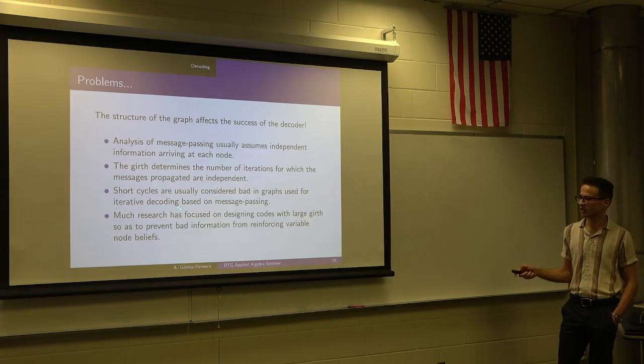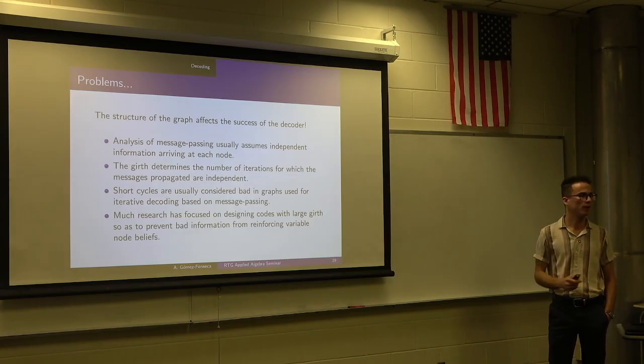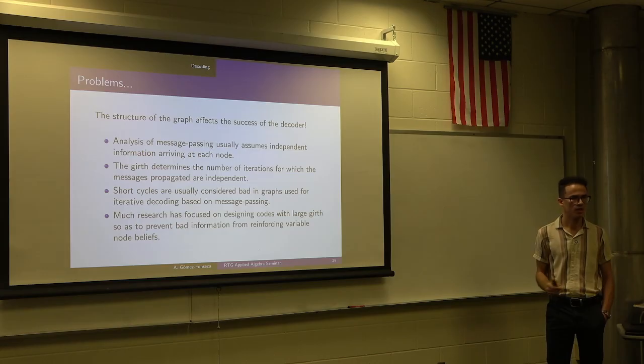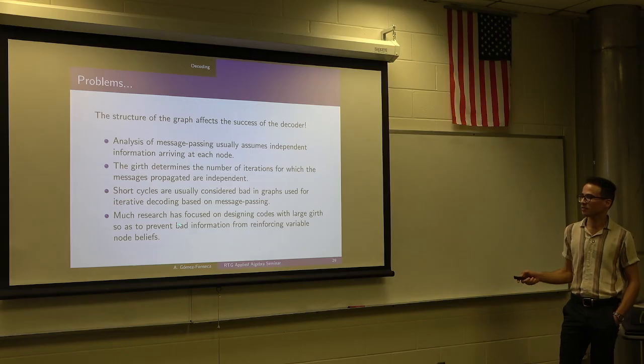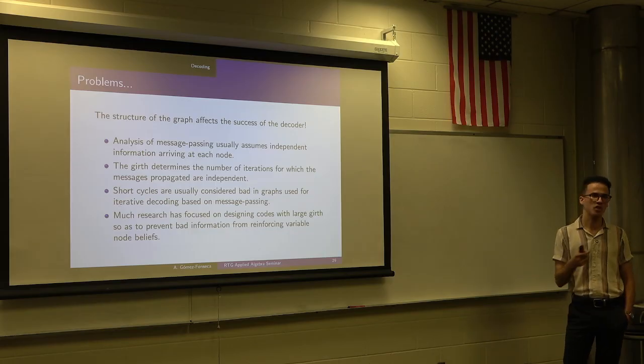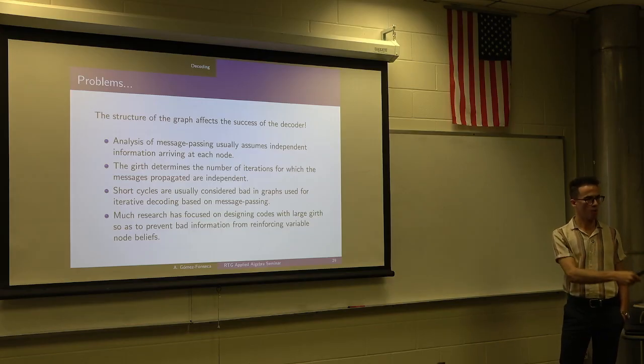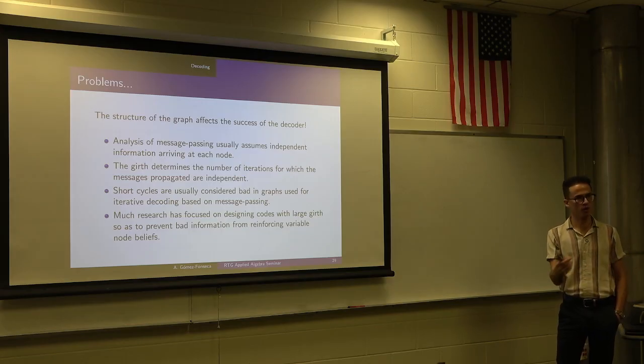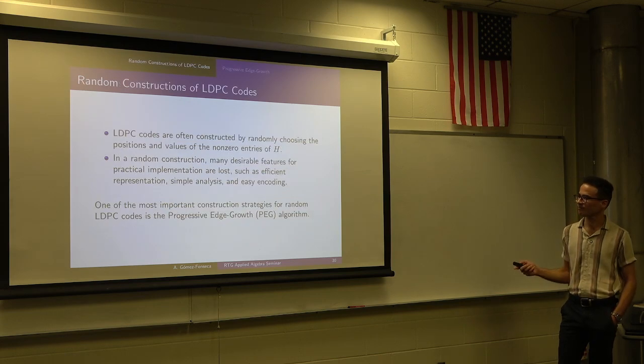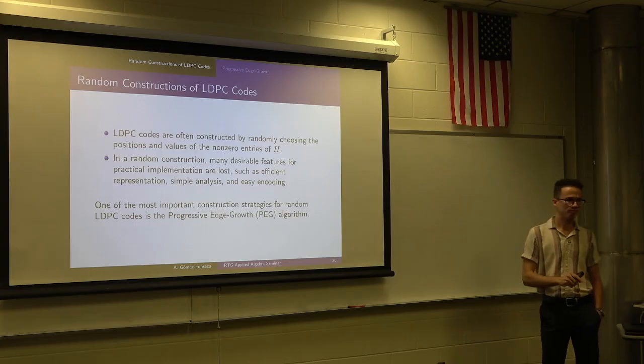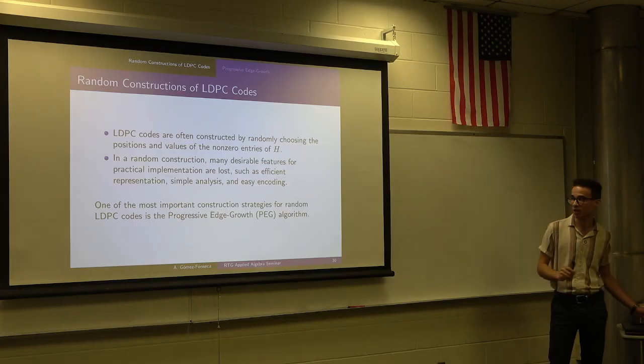So short cycles are usually considered to be bad, and we want to avoid constructing something that has short cycles. Much of the research has focused on designing these codes with larger girth, because this is a way to prevent bad information from being passed from one check node to a symbol node and vice versa. So that's what I wanted to say about decoding. I'm going to talk about constructions now.